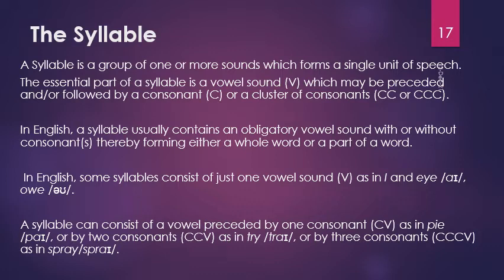A syllable can consist of a vowel preceded by one consonant. We have a CV, where the C represents consonant and V represents vowel, as in pie, or can be preceded by two consonants, where we have CCV, as in try, or preceded by three consonants, where we have CCCV, as in spray.